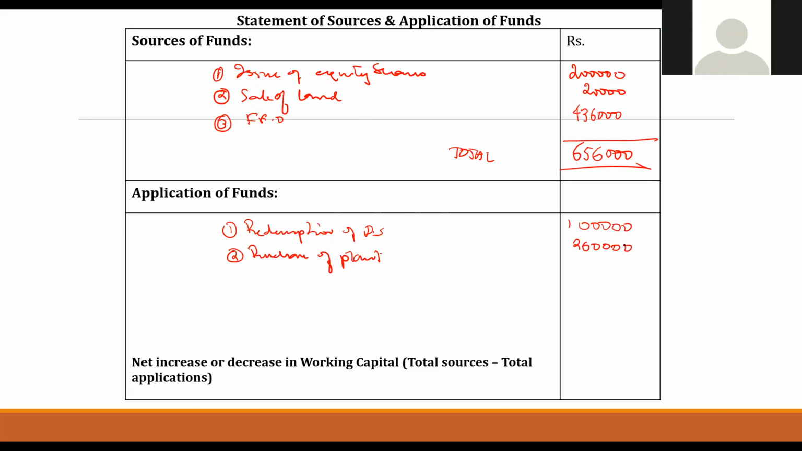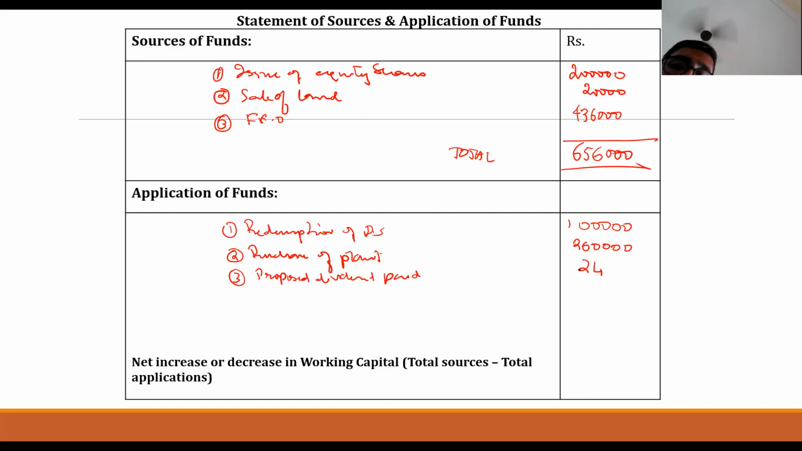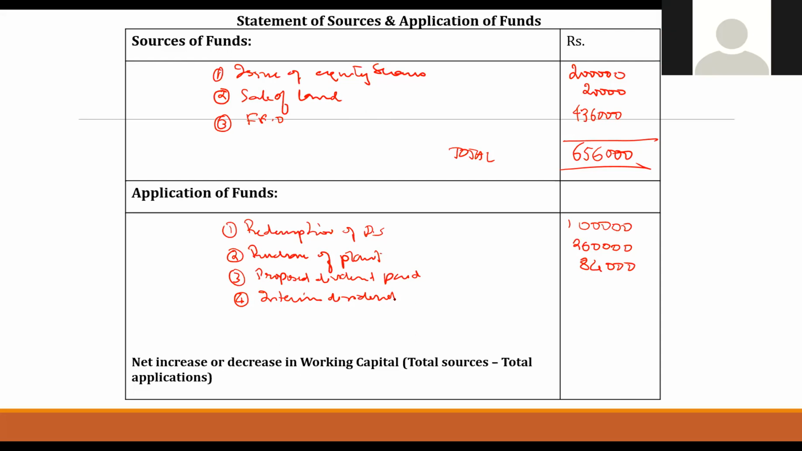Proposed dividend, 84,000. Next one, interim dividend. How much? 40,000. Tax.